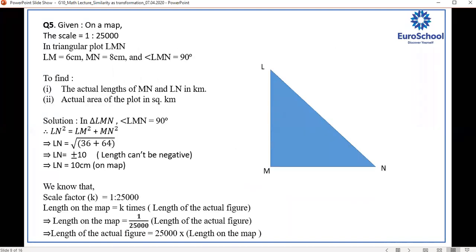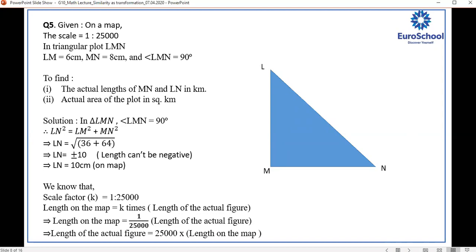No, ma'am. What we have done, we have used a formula: length on the map is equal to K times length of the actual figure. Length on the map was given, so we have just multiplied this length on the map into 25,000. It gives me length of the actual figure. Then I've used this formula to calculate the measurement of both the dimensions, both the sides which have been asked in the question. And then I converted it into kilometer.